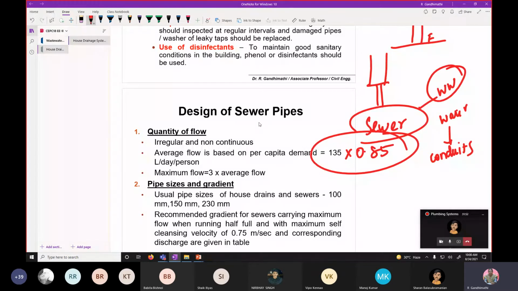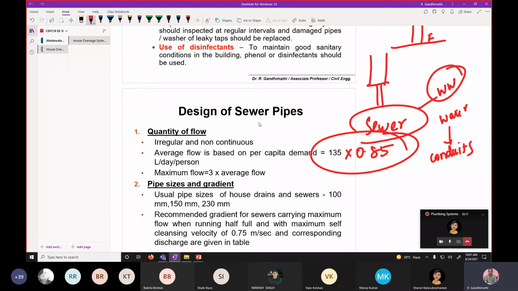Most wastewater treatment systems are designed for average flow. Some treatment units are designed for the maximum flow. The maximum flow is calculated based on the peak factor. The peak factor depends on the population size, and generally we calculate the maximum flow as 3 times the average flow.